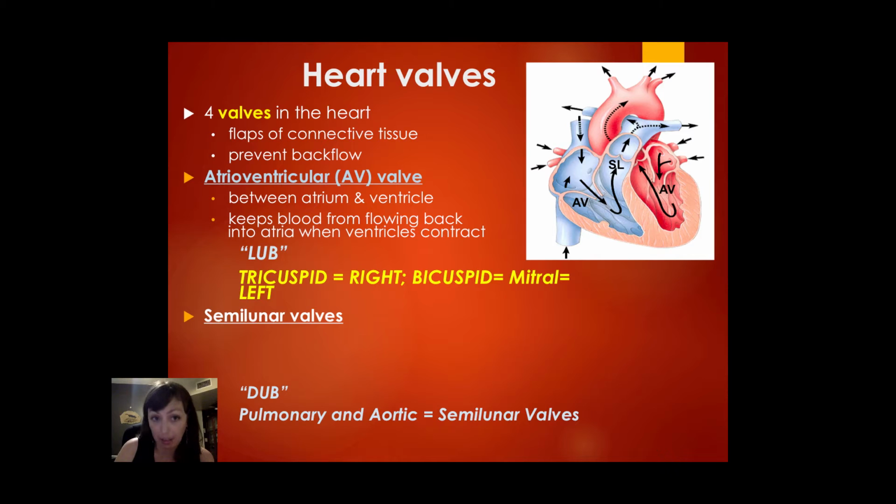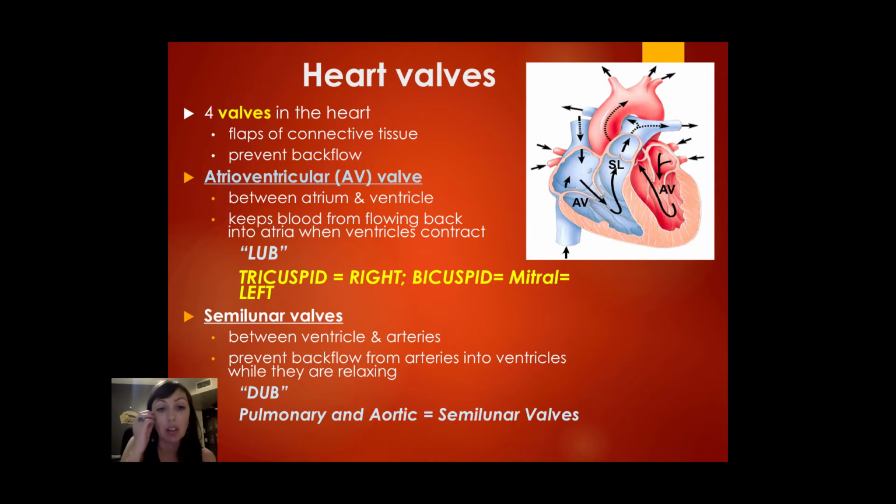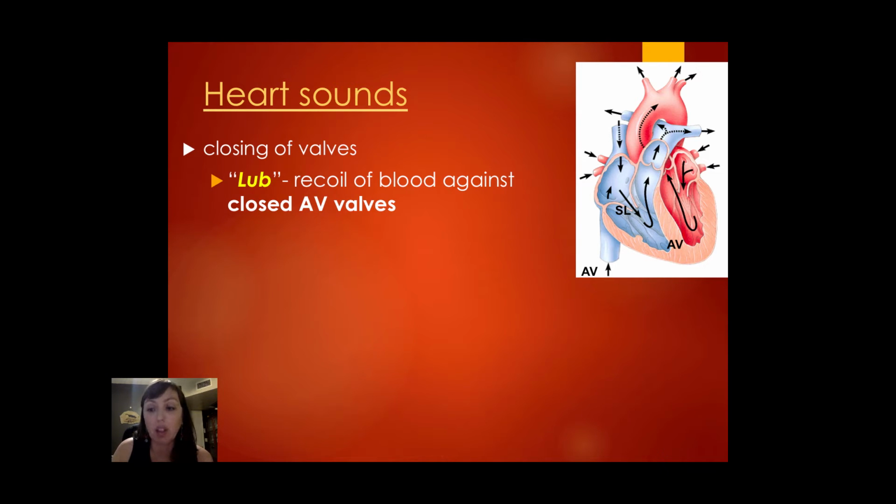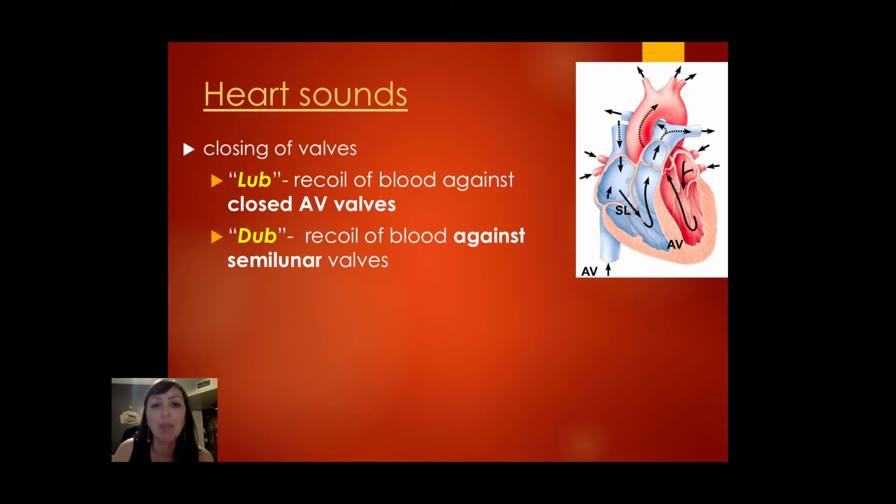And then semilunar valves. Okay, these are between the ventricle and the arteries. And this is the dub sound. Okay, they prevent backflow from arteries into ventricles while they are relaxing. And there are pulmonary and aortic semilunar valves. Okay, so the closing of valves, the lub is the recoil of blood against those closed valves. And the dub, which is the second sound, the lub dub, is the recoil of blood against semilunar valves.